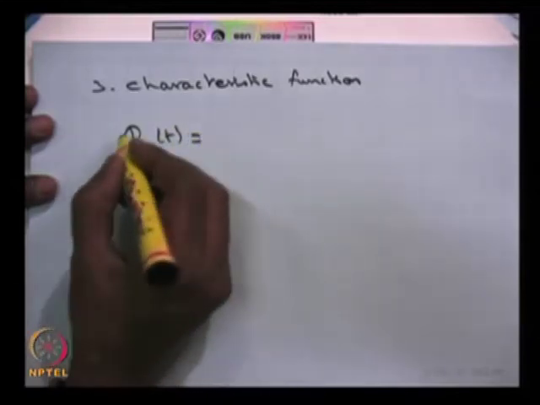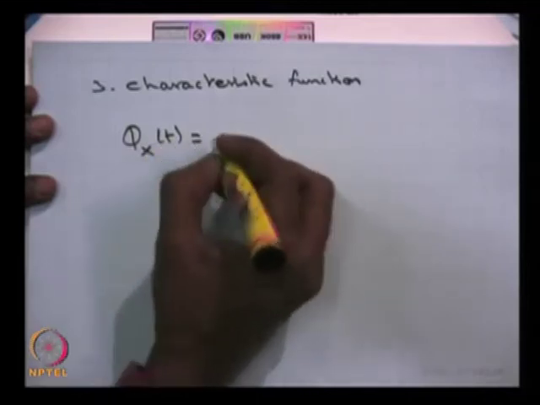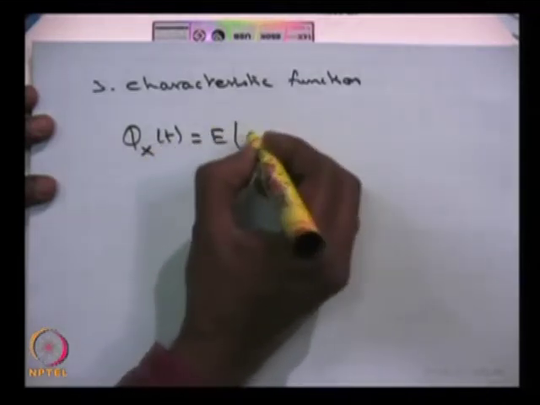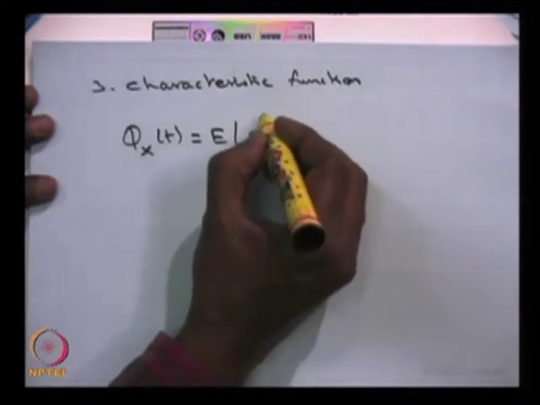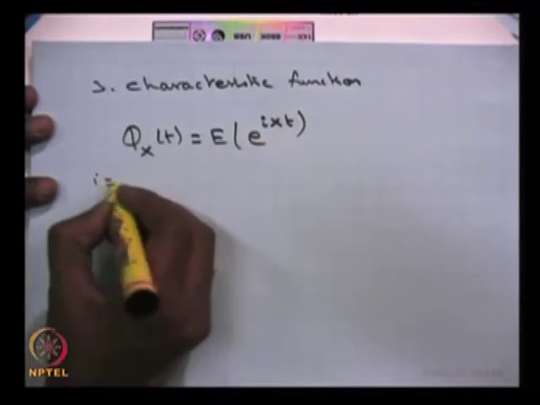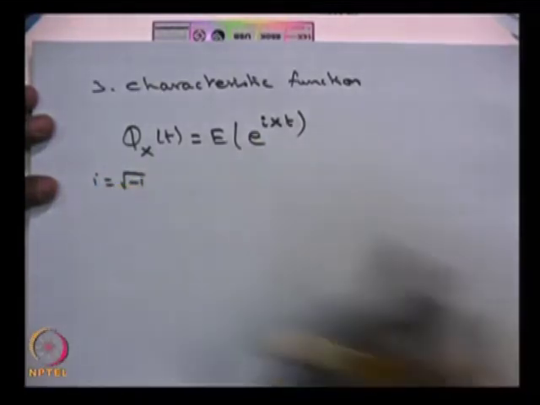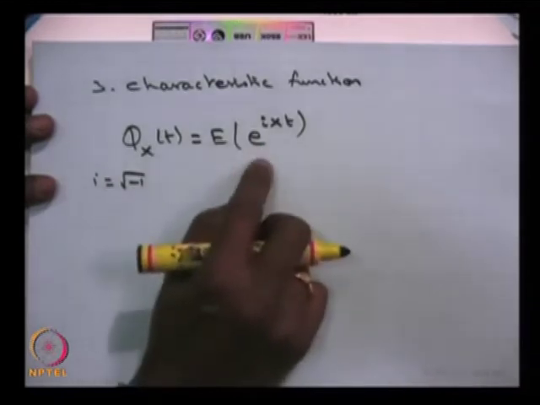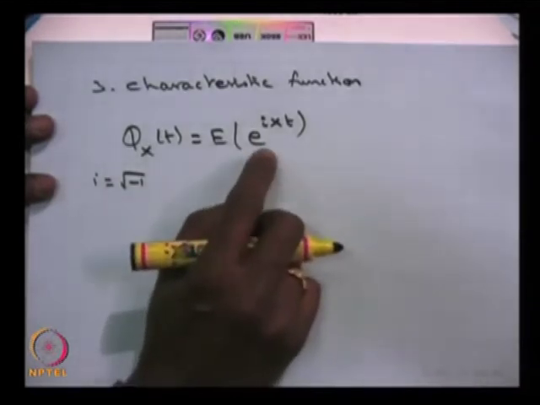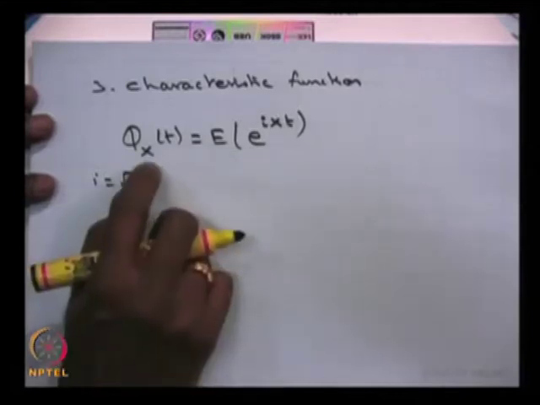I am using the notation psi suffix X as a function of t, which is the expectation of e power i times Xt. Here i is the complex number, the square root of minus 1. This plays a very important role, such that this expectation always exists whether the moments exist or not. Therefore, the characteristic function always exists.